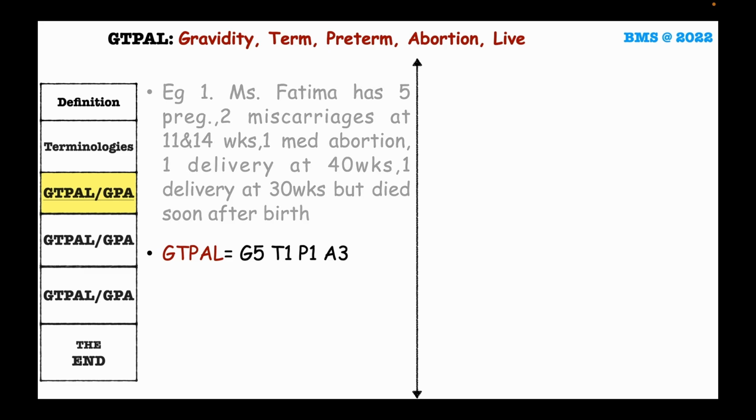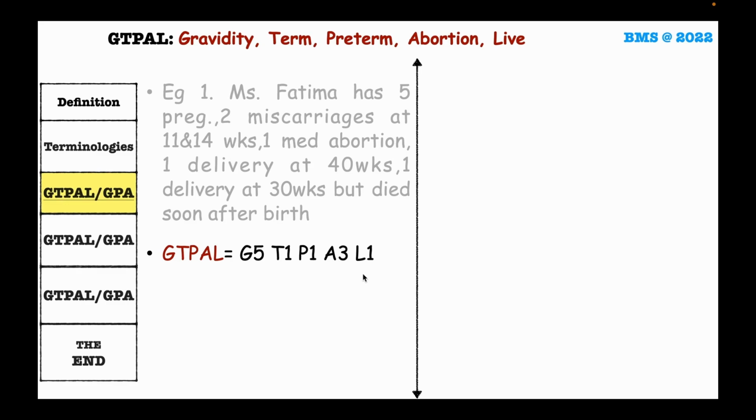So, with a GTPAL, she's going to be gravida 5 because we said she's had 5 pregnancies. She's going to have 1 term because we said she delivered at 40 weeks, which is 1 term. Then she's going to have 1 preterm because we said she also had 1 delivery at 30 weeks. Then she's going to have 3 abortions because she miscarried her pregnancies at 11 weeks and 14 weeks and also had 1 medical abortion. And so she's having 3 abortions.